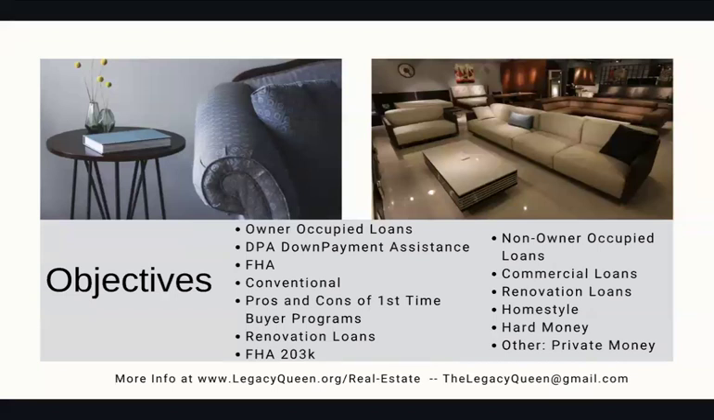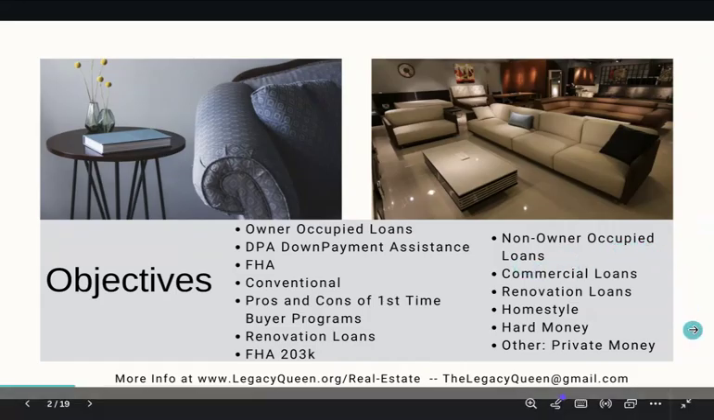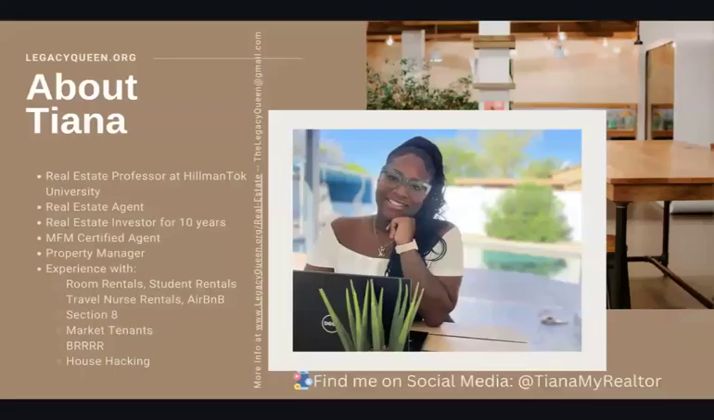We'll discuss the difference between an FHA and a conventional loan, and the pros and cons of those first-time home buyer programs. We're going to even talk about some renovation loan options like the FHA 203K. We'll talk about the difference between a residential loan and a commercial loan, and then talk a little bit about hard money and private money. If you're an experienced investor or know an experienced investor, they'll talk a little bit about hard money versus private money.